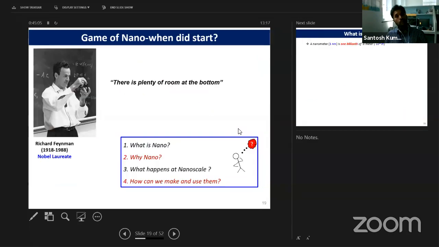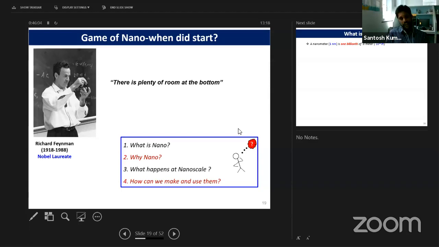So, nano is known for ages, but when did the game of nano start? If you remember this gentleman, he's a Nobel laureate, Richard Feynman. During a meeting of the American Physical Society, he phrased it: there is plenty of room at the bottom. What does he mean by that? What he meant is, if you focus on building materials from the bottom, at the atomic or molecular level, you can basically do magic. You can manipulate and control the material properties where you want.